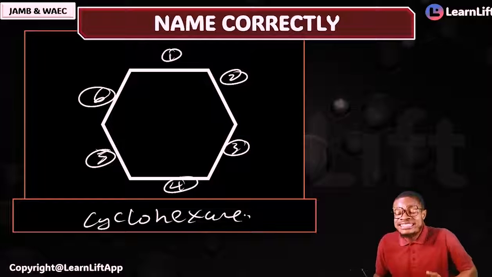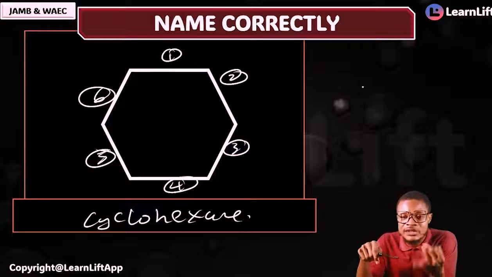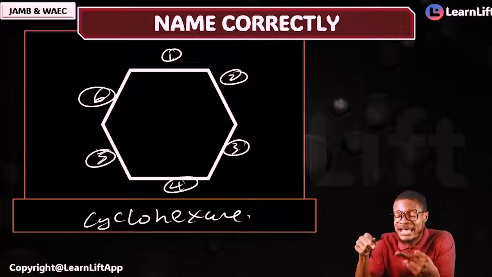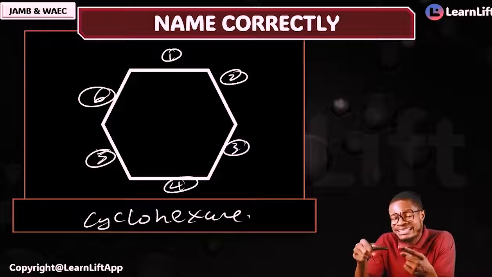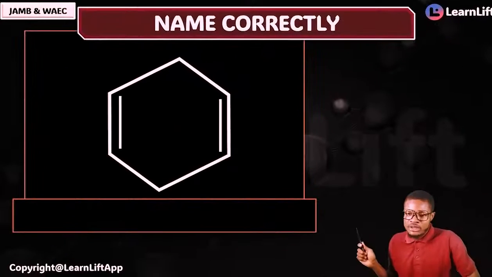Cyclohexane. Anything that has 3 sides, what did I say? It is called prop. That's why we have cyclopropane. 4 sides, but, cyclobutane. 5 sides, pent, cyclopentane. 6 sides, hex, cyclohexane. Okay, name this last but not the least for me.